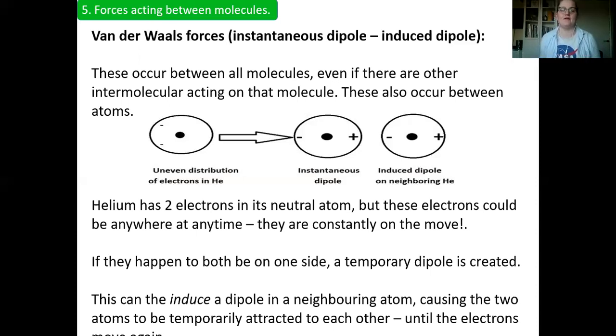So basically what's happened is we've got both the electrons on the left-hand side over here. So we've now got a temporary dipole forming. We've got a partially more negative side of our atom and a partially more positive side of our atom. Because of that, it's going to temporarily create a dipole in our neighbouring atom, and it causes them to be temporarily attracted to each other until the electrons move again. So it isn't permanent. Van der Waals forces are not permanent. They are constantly changing, they are constantly moving, and they are super, super weak.